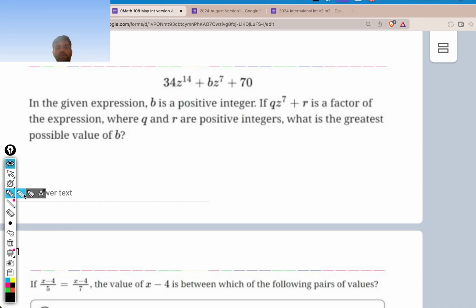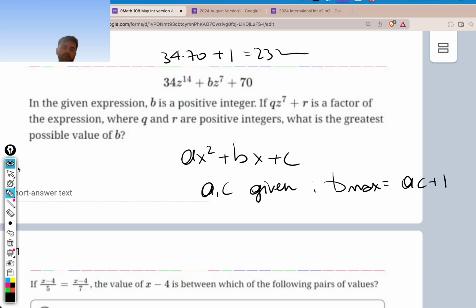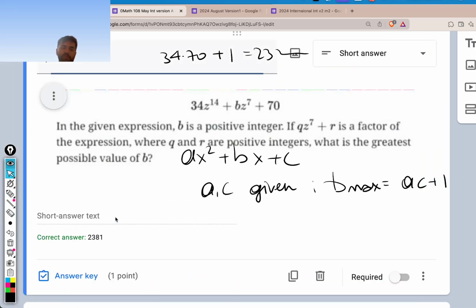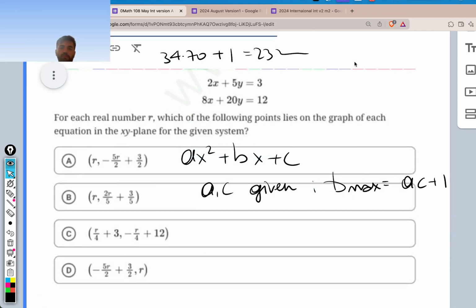This question, when is ax squared plus bx equal to 0, or just like that? When A and C are given, it asks about B max, then the answer will be C plus 1. It's a rule. So here the answer will be 34 multiplied by 17 plus 1. I think it was something like this. I don't remember the exact answer. Ha, tamam. 2381. Memorize this method. Memorize this rule. Bu ezberleyin yani. Ezberleyin.